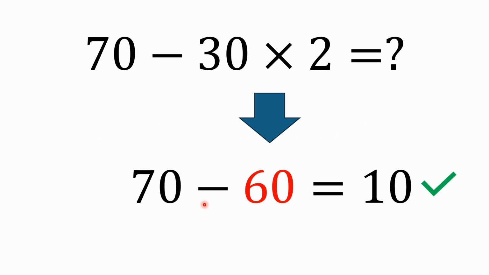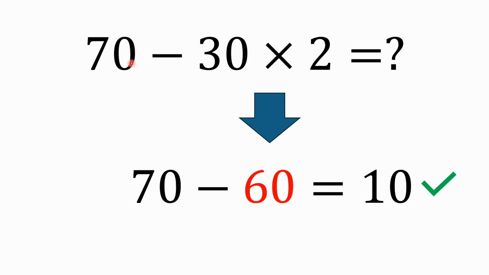Basically, multiplication has precedence over addition and subtraction. So in this case, the 30 times 2 is solved first. 30 times 2 is 60. Then we're left with 70 minus 60 equals 10.